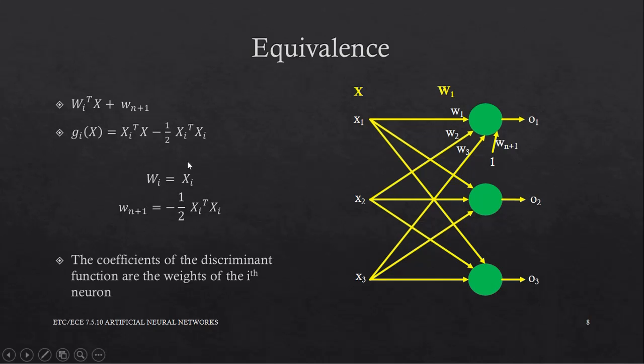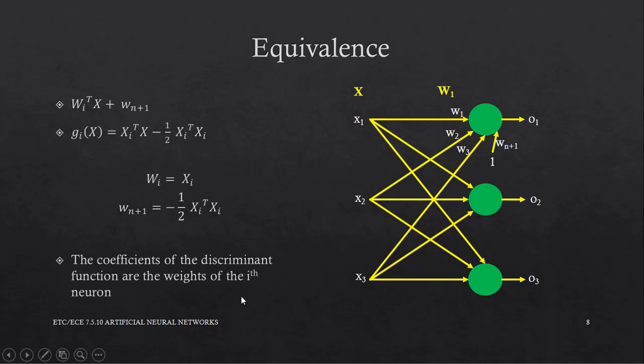Comparing this expression with the expression for the discriminant function, we notice that it is quite similar. If we substitute Wi equal to Xi, Wn plus 1 is equal to minus half Xi transpose Xi, which means that the coefficients of the discriminant function are the weights of the ith neuron.